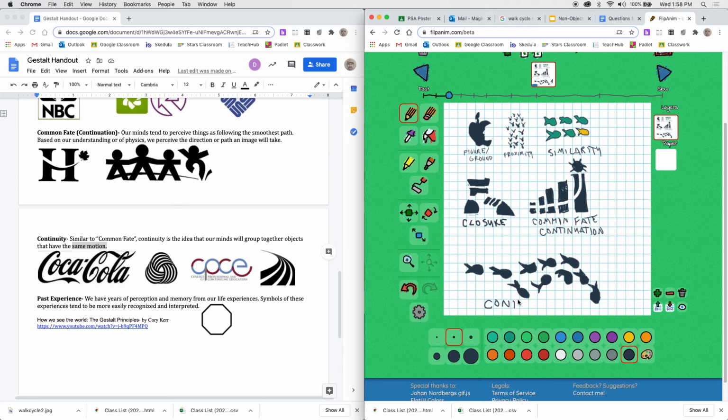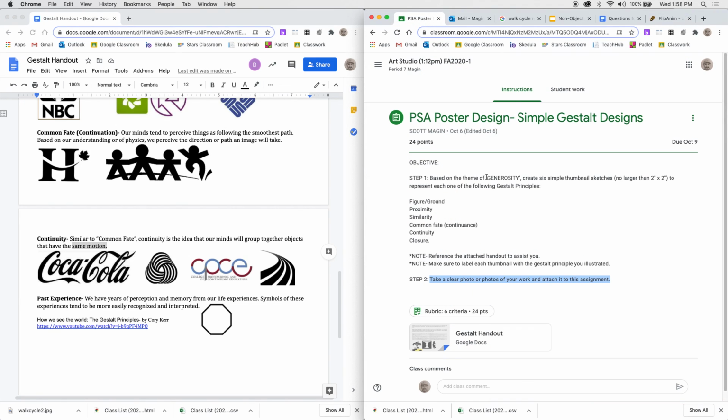Okay, so hopefully you learned a little bit about how you might approach these different thumbnail sketches. Your goal, based on the theme of generosity, is to create six individual drawings that represent each one of those Gestalt principles. Okay, all right, that's the end of the lesson.